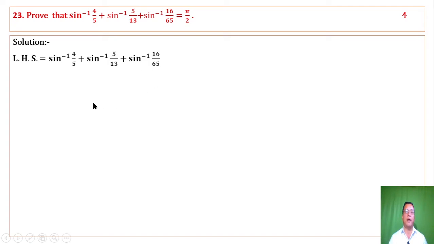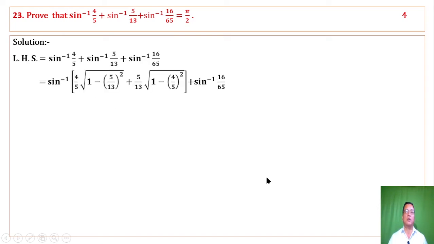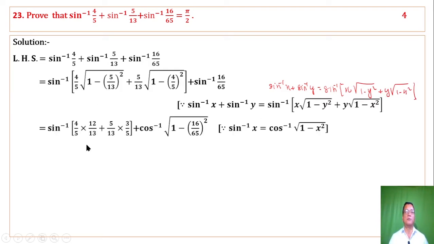Using addition of sine inverse x, that is, we have to use this formula: sine inverse of x plus sine inverse of y, whose value is sine inverse of x into root over 1 minus y square plus y into root over 1 minus x square. Use this formula. We get this. After simplification, we get this, and again simplify.